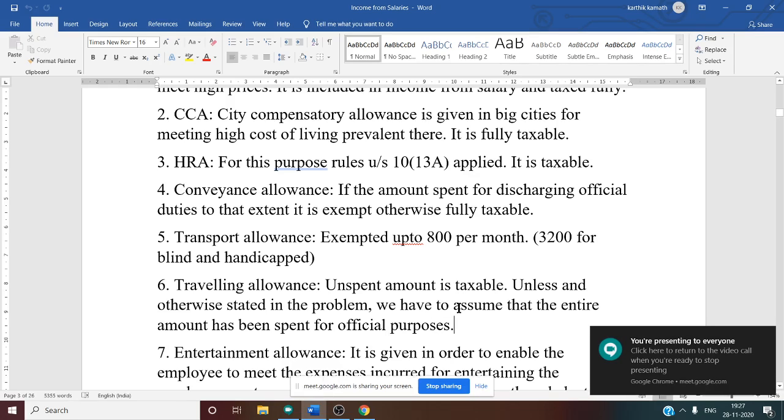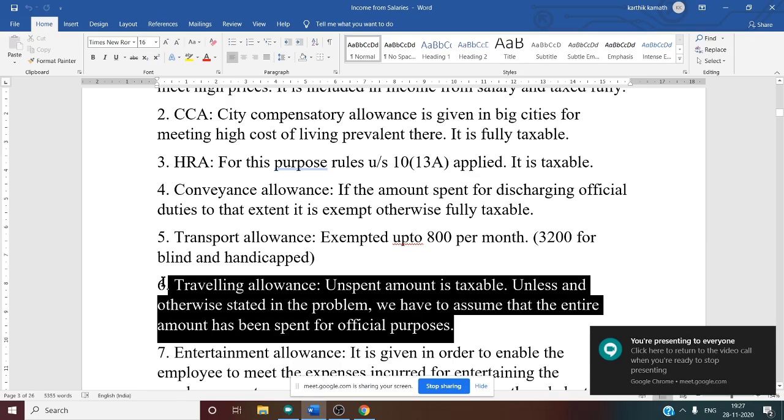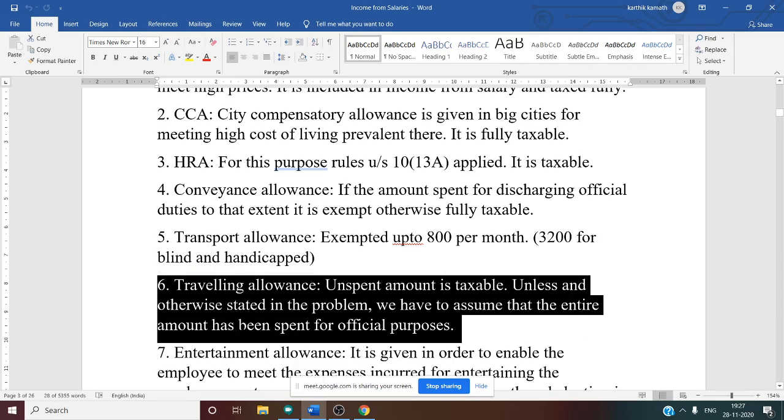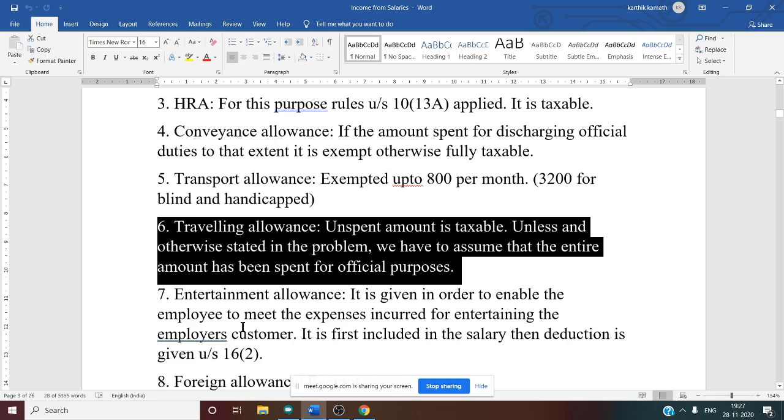Unless otherwise stated in the problem, we have to assume that the entire amount has been spent for official purpose. That is about traveling allowance.